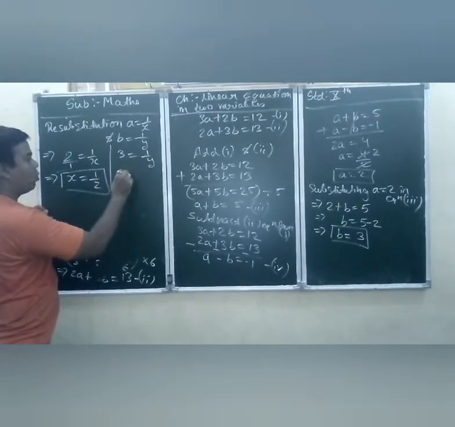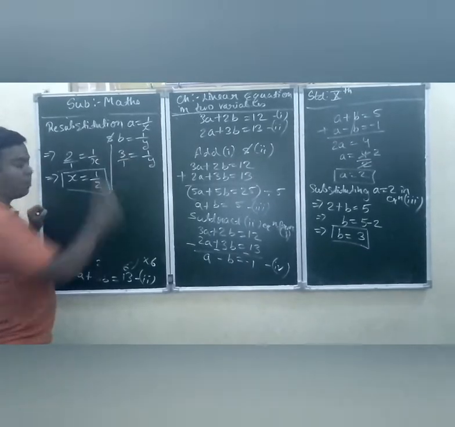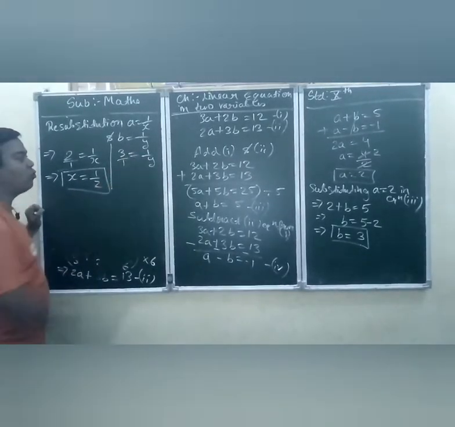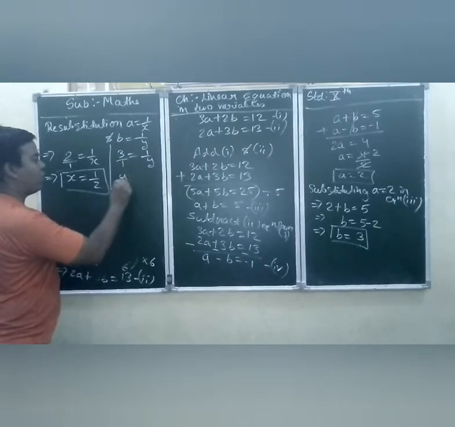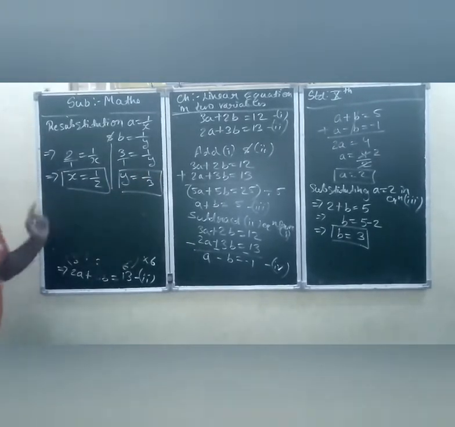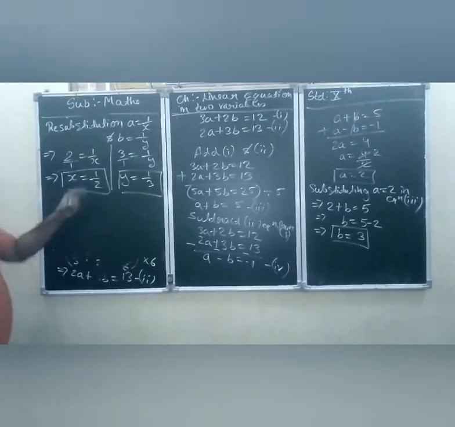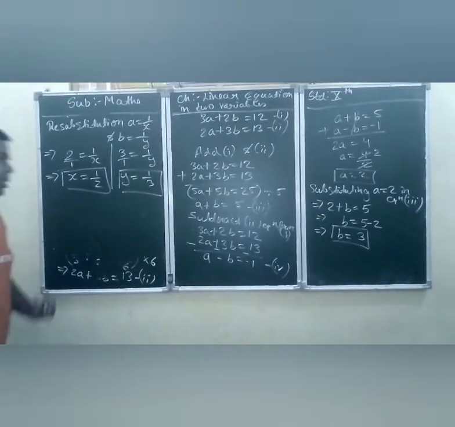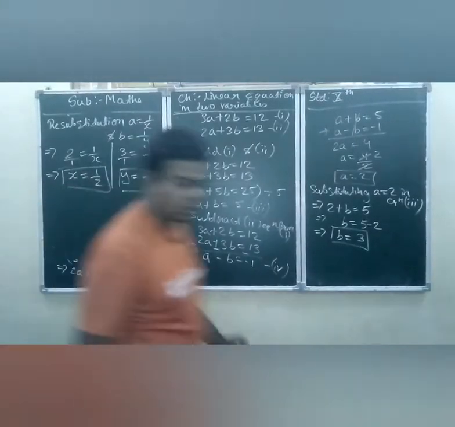And again, here we put 1, 3 by 1 is equal to 1 by y. So y value is 1 by 3. Now this is the final answer. x equal to 1 by 2, y equal to 1 by 3. Please copy this.